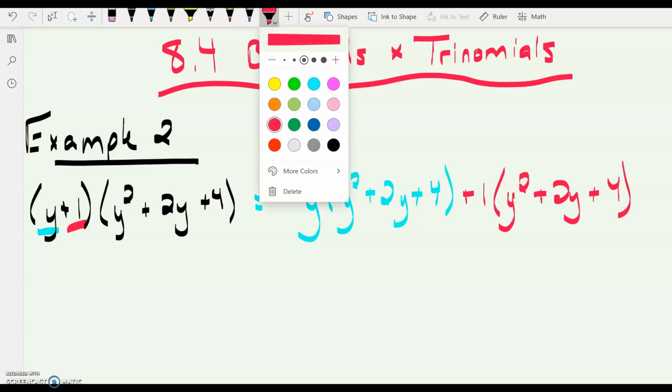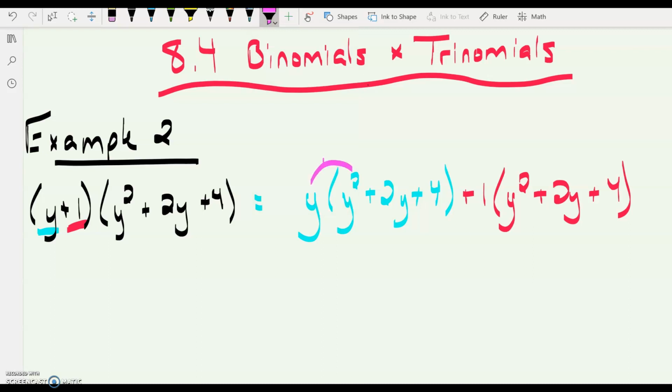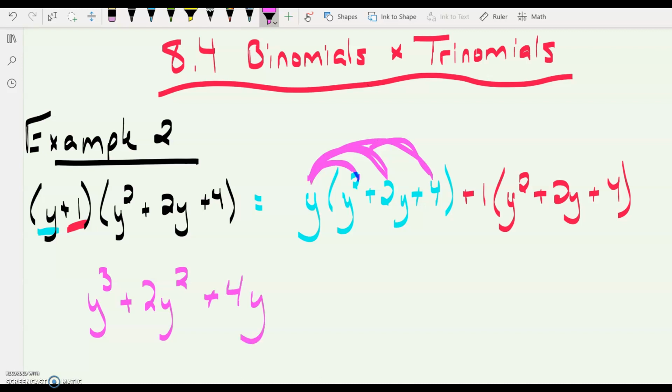Okay, so I will come back to the blue here. Actually, I'll change my color. I will distribute the y to all pieces here. Y times y squared is going to give me y cubed. Y times 2y is going to give me 2y squared. Y times 4 is going to give me 4y.